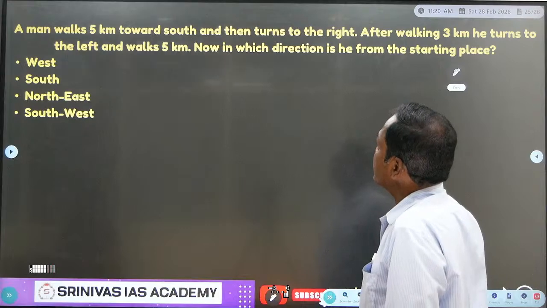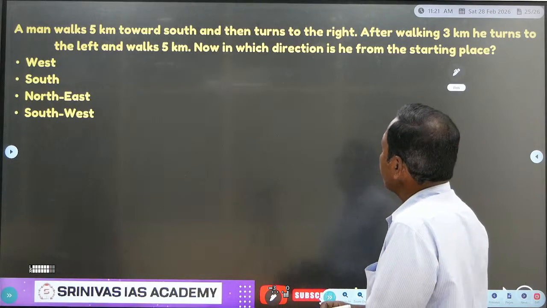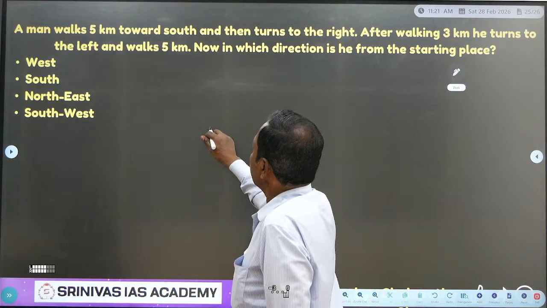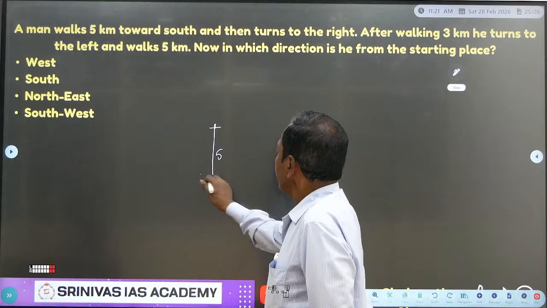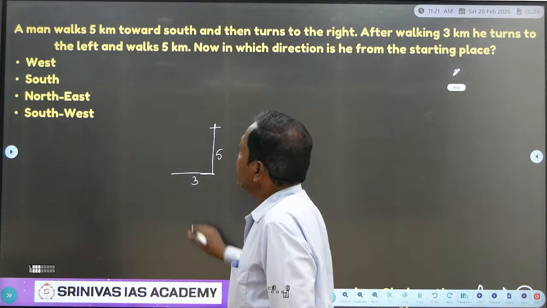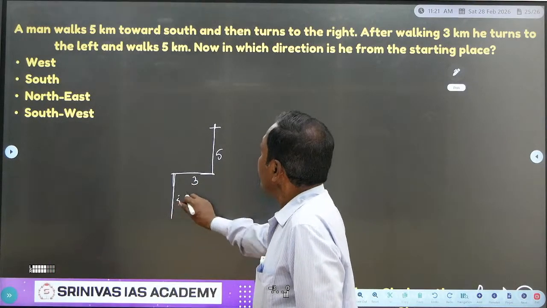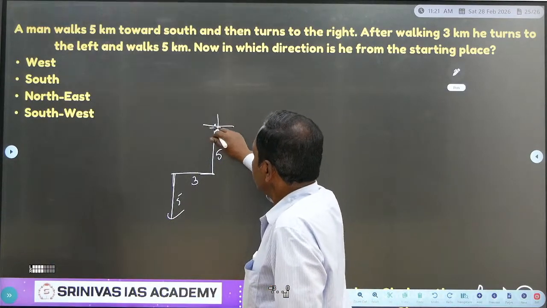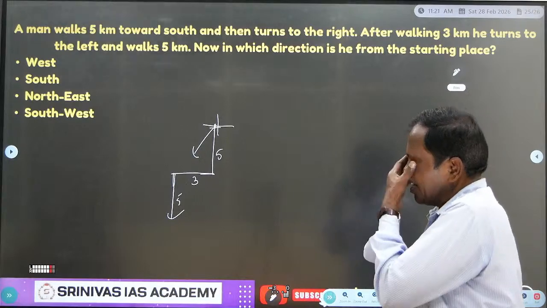A man walks 5 kilometers towards south and then turns to the right. After walking 3 kilometers, he turns to the left and walks 5 kilometers. Now in which direction is he with reference to the starting place? A man walks 5 kilometers towards south, and then turns to his right. For us it is left. After walking 3 kilometers, he turns to the left, walks 5 kilometers. This is 5. Now in which direction is he with reference to the starting point? That is like south. Which direction? Southwest.